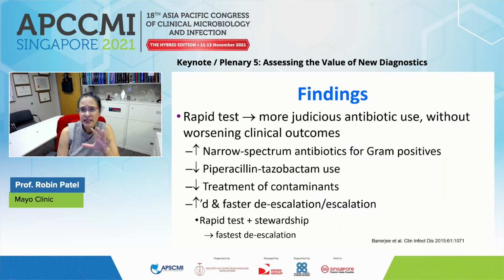So overall, the finding of this study was that this rapid multiplex PCR panel led to more judicious antibiotic use without worsening clinical outcomes. And I do think that's an important outcome here. Sometimes if you go too fast, things can not go so well, but that was fine. It also led to more narrow spectrum use of antibiotics for gram-positive organisms, decreased use of piperacillin and tazobactam, importantly, decreased treatment of contaminants, because a fairly significant percentage of positive blood cultures are contaminants, and this gets to that answer very quickly. And then increased and faster de-escalation and escalation of antibiotics. But as mentioned, de-escalation was only faster in the context of the rapid test plus stewardship.